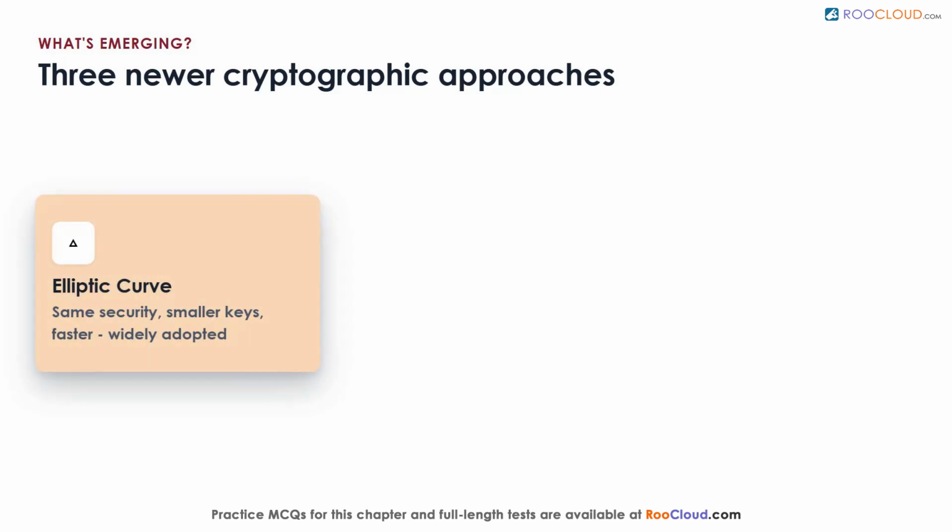What is elliptic curve cryptography? It's a public key system based on the math of elliptic curves. It reaches the same security with much smaller keys. That means faster operations and less bandwidth, a natural modern successor.